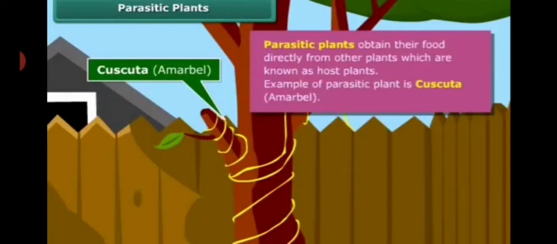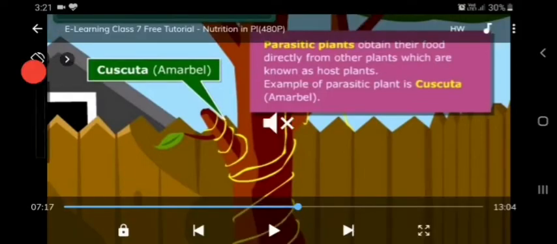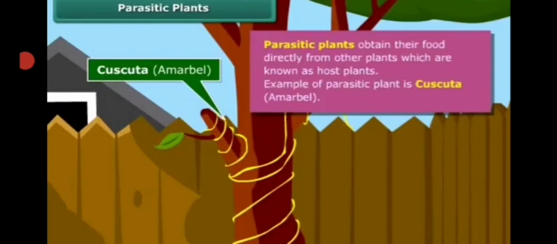It doesn't have leaf or root, right? You can see the picture here, amarbel. You can see this plant on other plants in your surroundings too. It is green in color and long. It doesn't have any leaf. It collects food from others. The plant from which it collects food is also known as the host plant. You will find many of these thread-like structures in our surroundings.